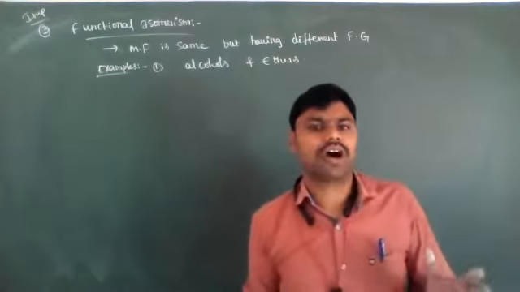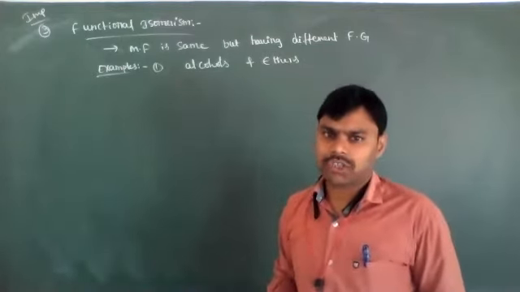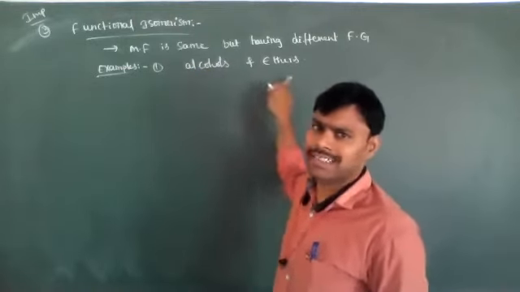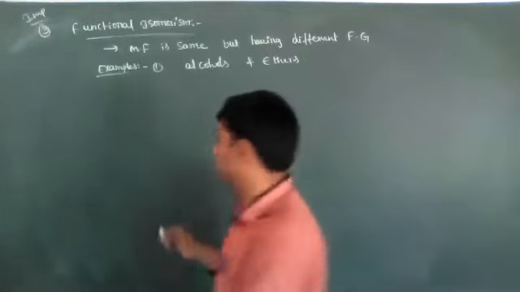Alcohols and ethers belong to functional group isomers. I will give you examples in order to exhibit functional group isomerism. For alcohols and ethers, minimum how many carbon atoms are required? 2 carbon atoms are required.